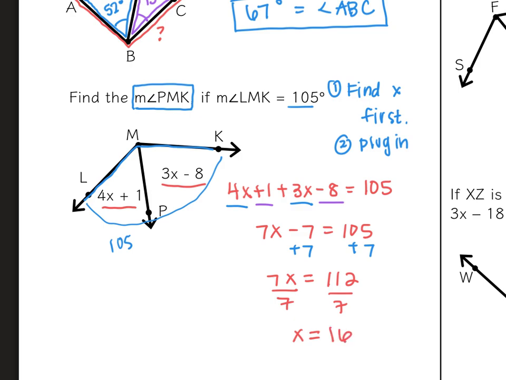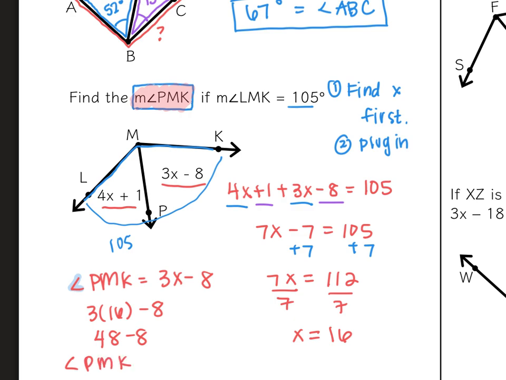So again, we're not done yet. It's asking us to find PMK. We know from our problem that angle PMK is 3x minus 8. We're going to plug in 16 for x. So 3 times 16 minus 8 is 48 minus 8. So angle PMK is going to equal 40 degrees.